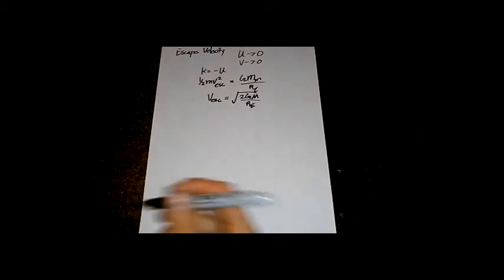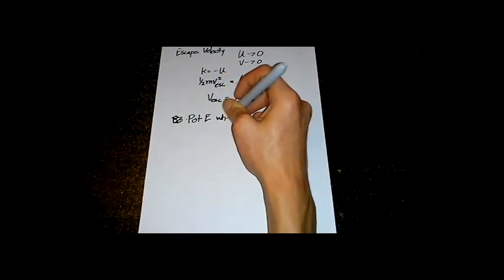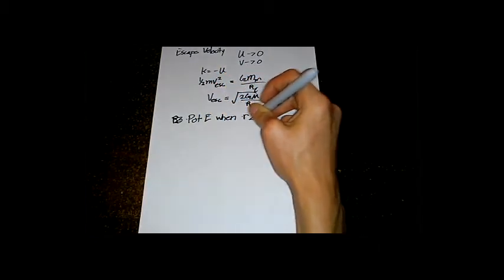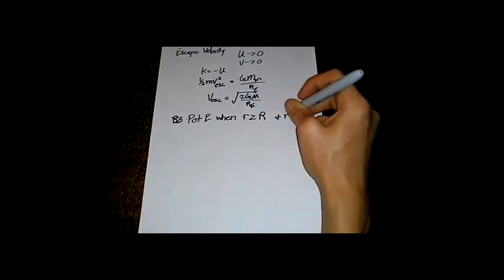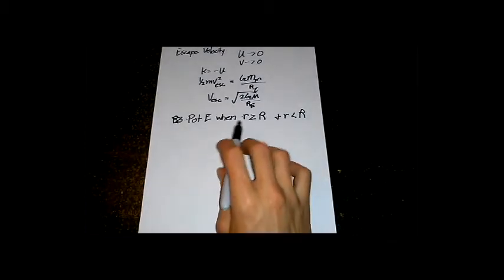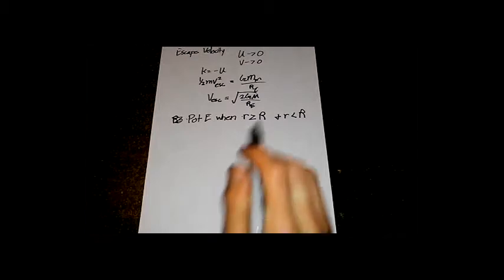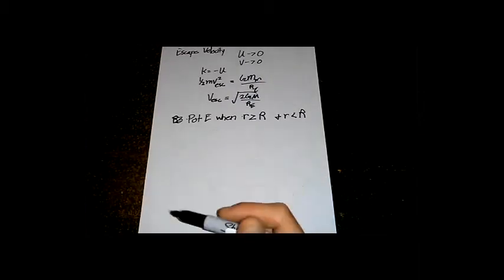Okay, so now let's do potential energy when r is greater than or equal to big R, and r is less than big R. What I mean by r and big R is, little r is the distance from the small body to the center of the large object, so the Earth would be an example. And big R is the radius of the large object, so the radius of the Earth.